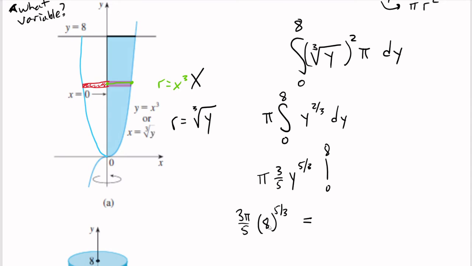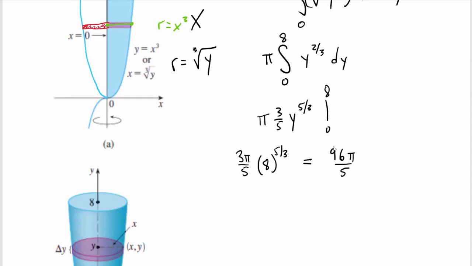Okay, so you can plug this into a calculator, but you can do it quick too. 8 to the 1/3 power is 2. 2 to the 5th, if I remember correctly, is 32. So then this is going to be 3 times 32, which is 96 pi over 5. And there you go. Okay, so boom, we got it.